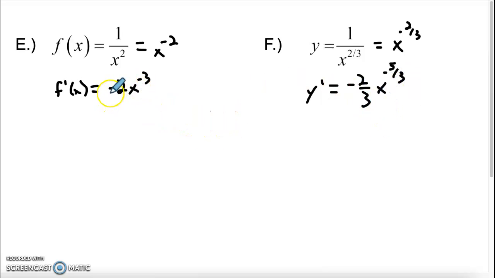And again, just to reiterate, a derivative tells me the slope at any point of my original function. All right, so if I were to plug in 2 into my derivative here, whatever value I get out would tell me what the slope of my original function is at 2.